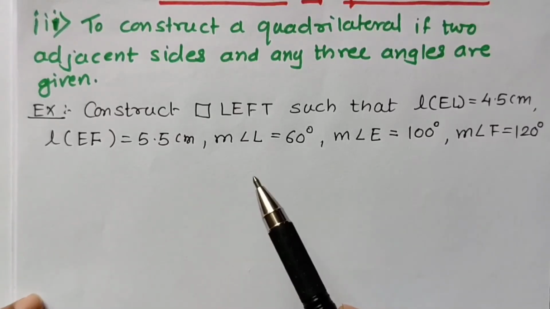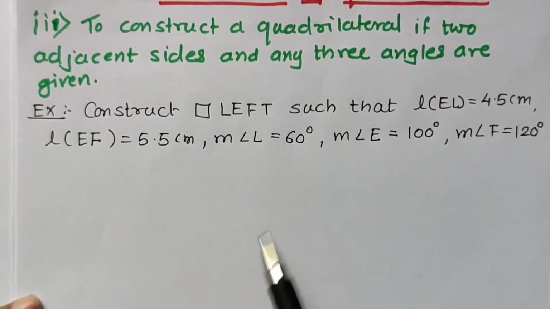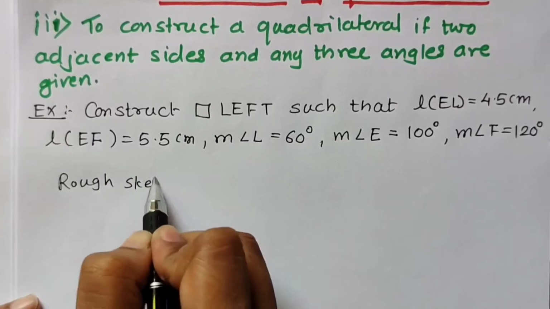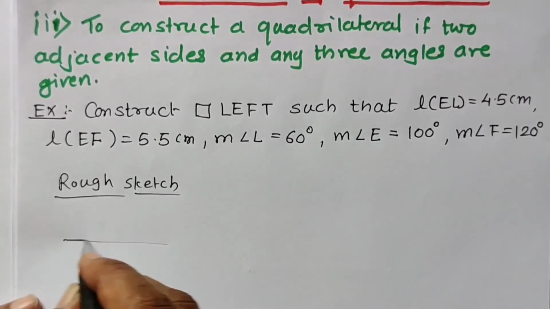Third type of construction now we are going to see. Quadrilateral LEFT we have to draw. So as you all know, we have to draw a rough sketch. First I am going to write here rough sketch. Always write it down properly. Rough sketch, and then draw any rough quadrilateral.